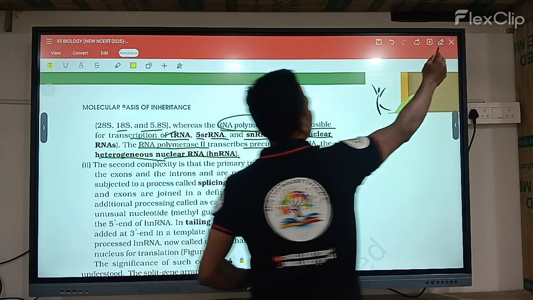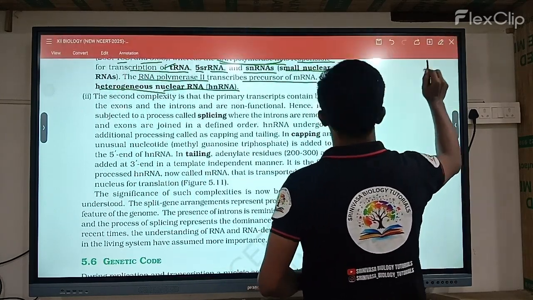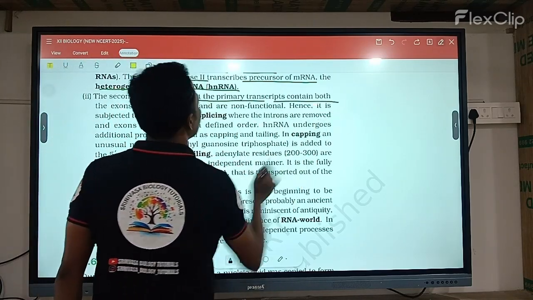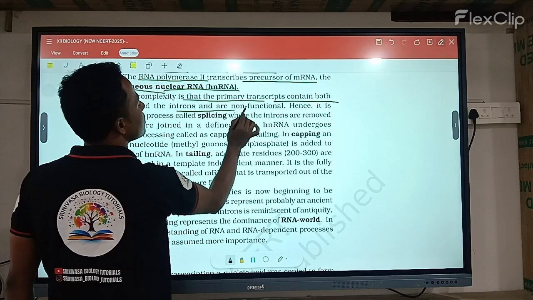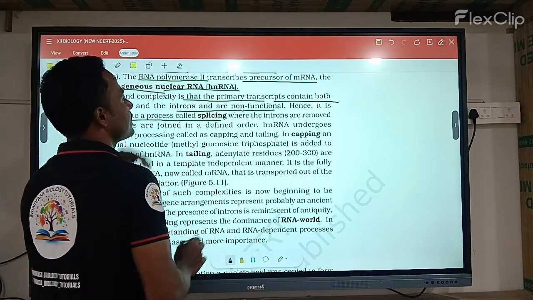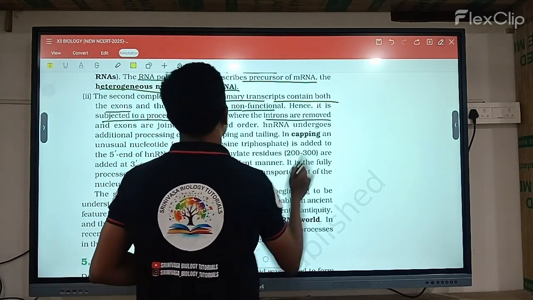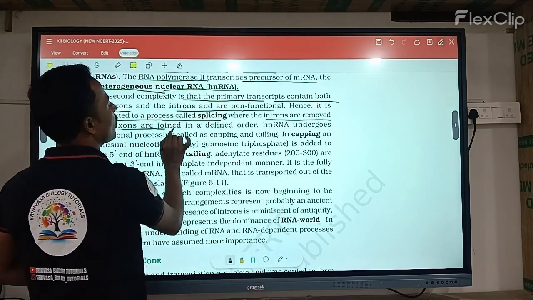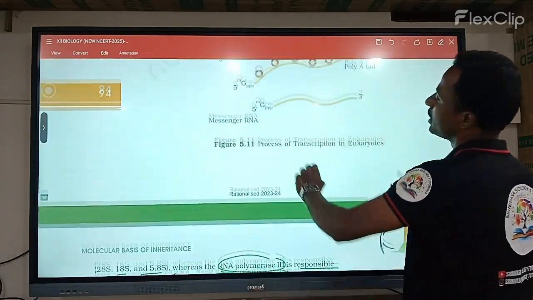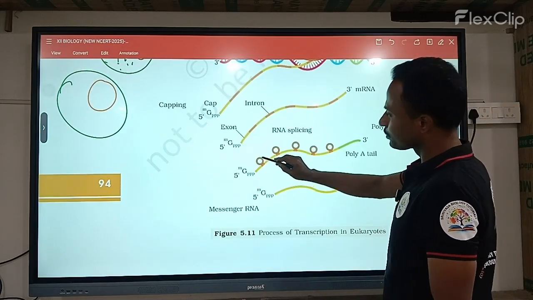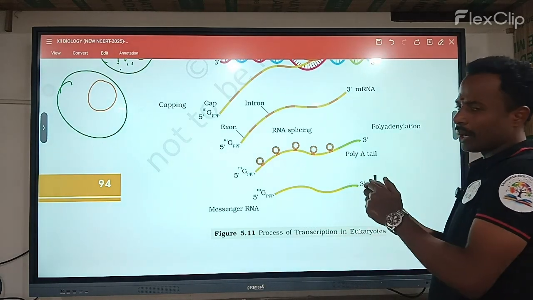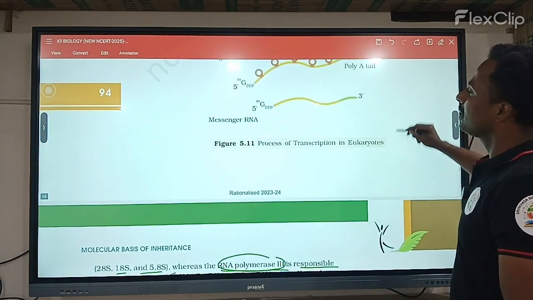Okay, now next one, let's see the second complexity. The second complexity is that the primary transcript contains both exons and introns. They are non-functional. Hence, they are subjected to a process called splicing, whereby introns are removed and exons are joined in an orderly way. So these regions are the coding sequences. These are exons. So exons get joined and introns are completely removed.